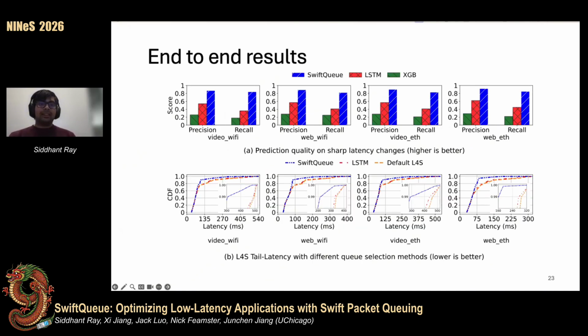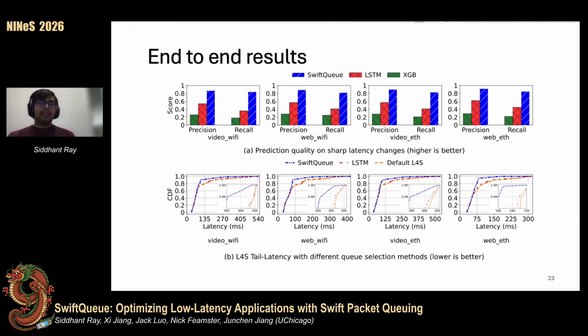So let's look a little bit at the end-to-end results. First, we look at the prediction performance of SwiftQueue's transformer, and we compare with 2 baselines. One is an LSTM baseline, which is another deep learning model, and one is a classical machine learning technique called XGBoost. And we see that we have much higher precision and recall over all kinds of traffic, so superior prediction quality on sharp latency changes, which is the figure on the top. The blue bar is our SwiftQueue-based transformer, the red and green are the baselines. And we see that the prediction quality is much superior.